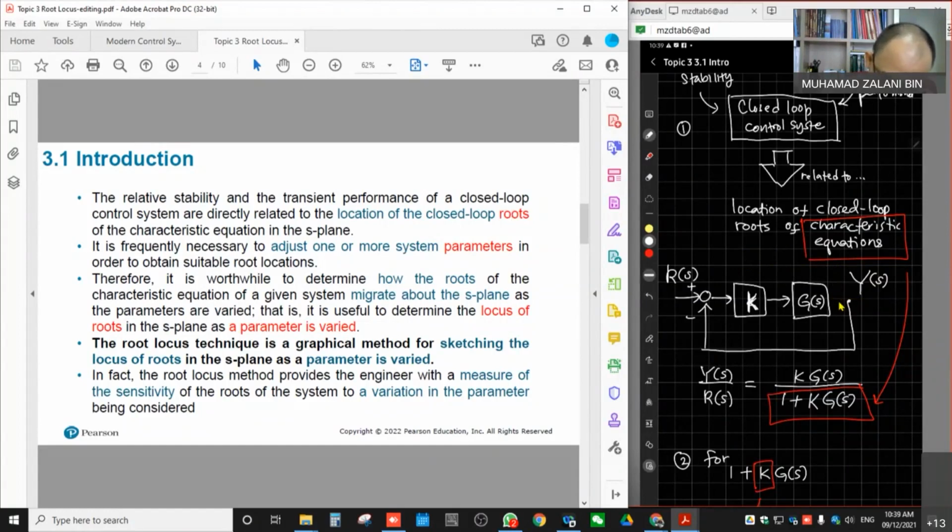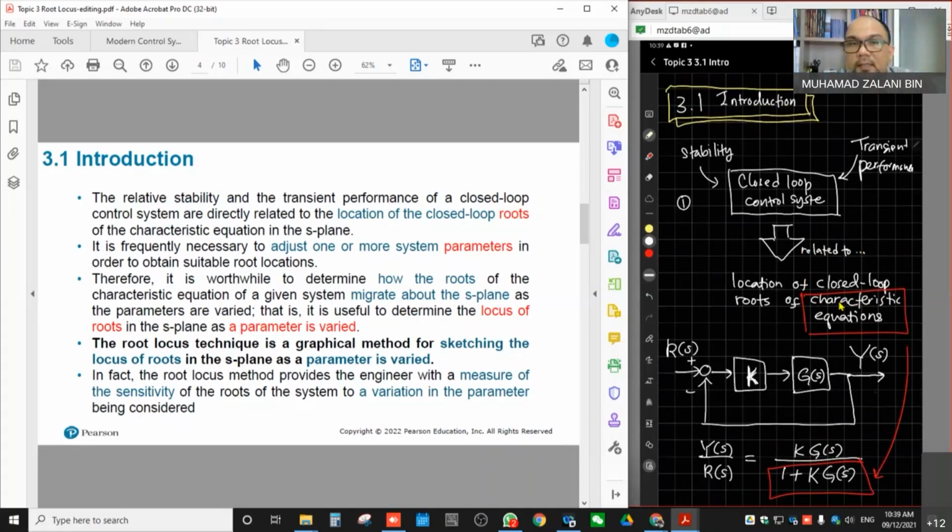So I need to redraw this. Alright. Okay, so that is the first point.